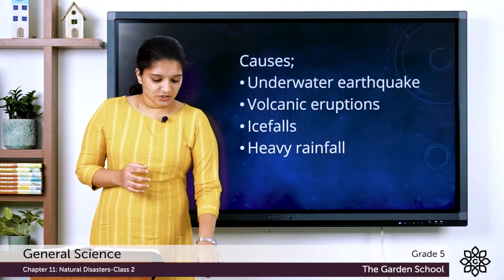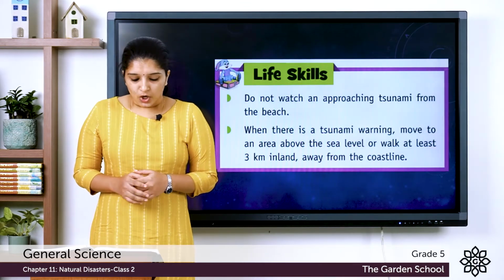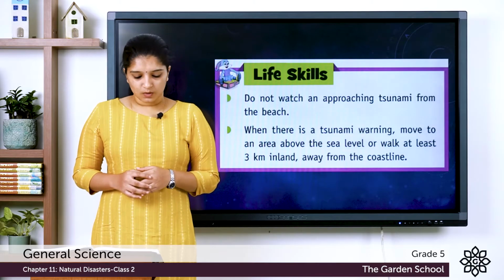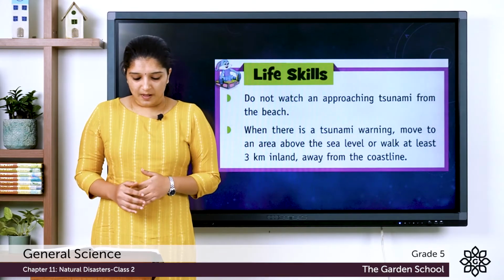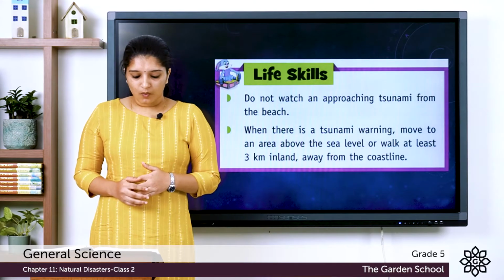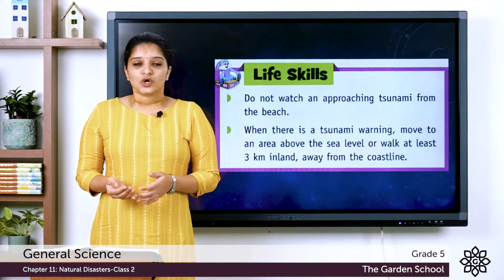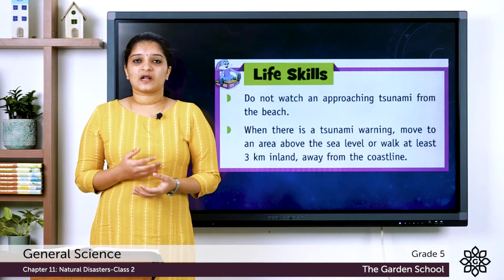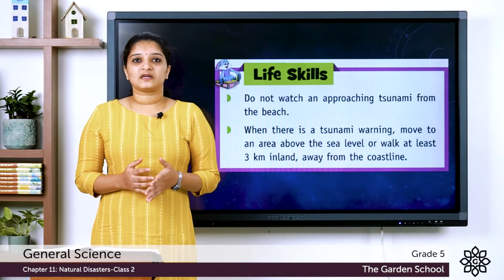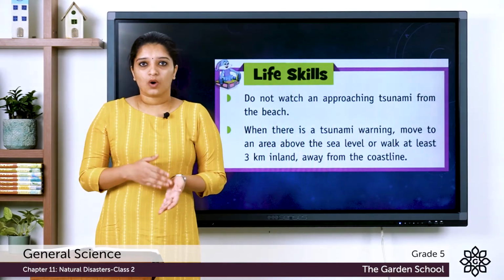Now, let's see the measures to be noted during the occurrence of a tsunami. The first point is, do not watch an approaching tsunami from the beach, and the second one is, when there is a tsunami warning, move to an open area above the sea level or walk at least 3 km inland away from the coastline. So, whenever you get information or an alert about a tsunami, you have to move away from the place and walk at least 3 km inland, that is 3 km away from the coastline.